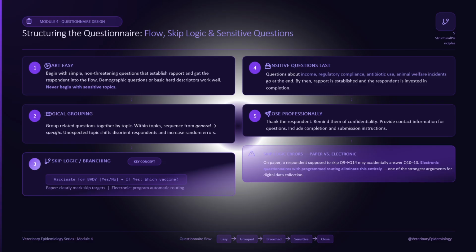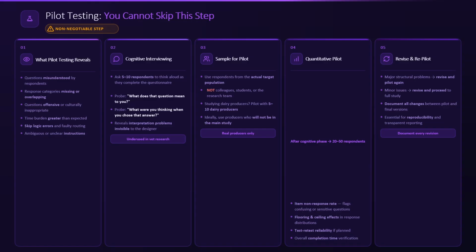We've designed the instrument. Now we have to prove it works before deploying it. That's the non-negotiable step of pilot testing. No questionnaire should ever go straight from draft to deployment. Pilot testing is not optional. It's an essential step in instrument development, and skipping it is one of the most costly methodological mistakes a researcher can make.